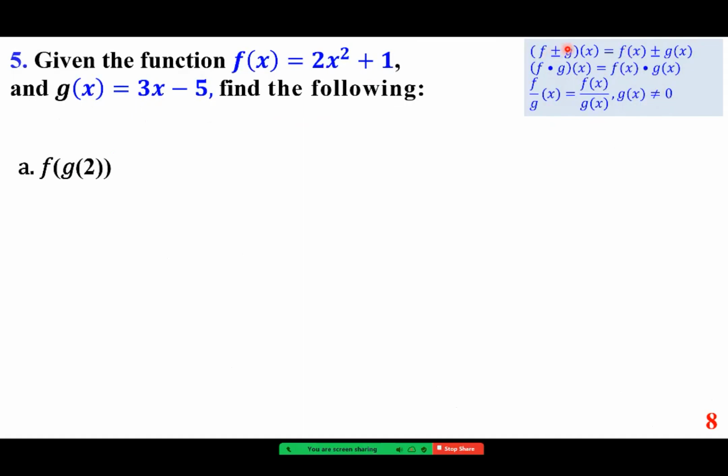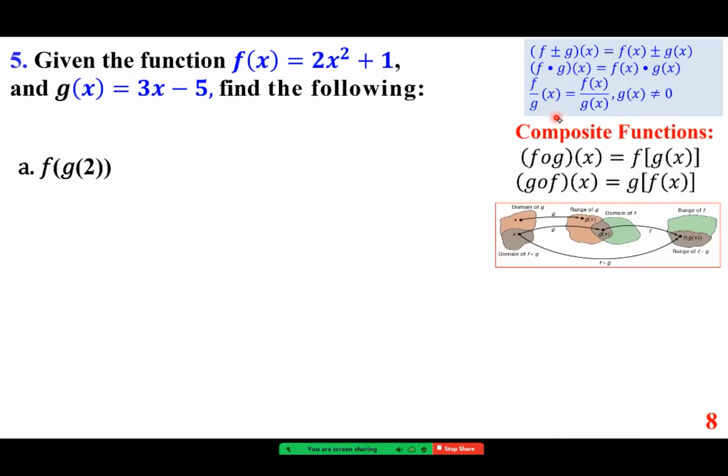So f plus g is called the sum function. F minus g is the difference function. F times g is called the product function, and this is the quotient function. And the composite function of f of g is f of g of x, g of f is g of f of x. So this is just to refresh everyone's memory as far as what algebra functions are all about.